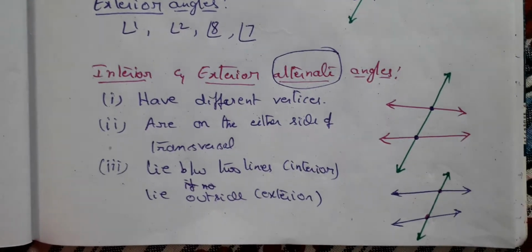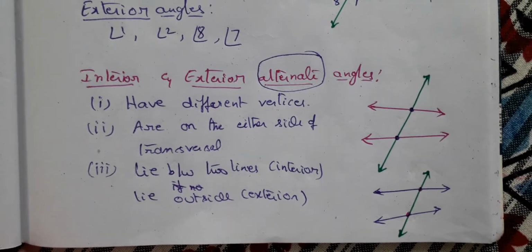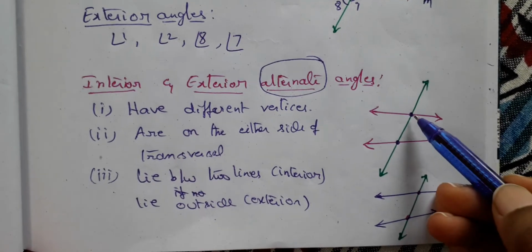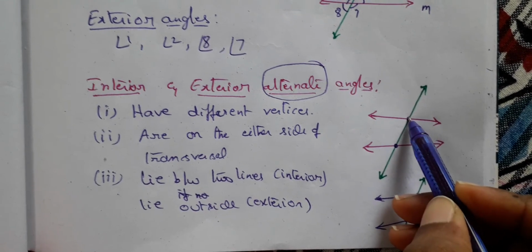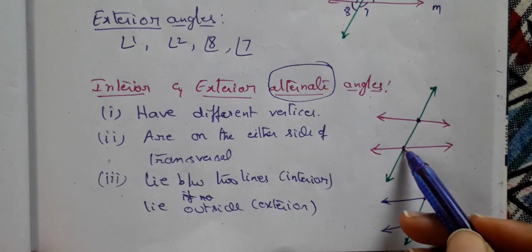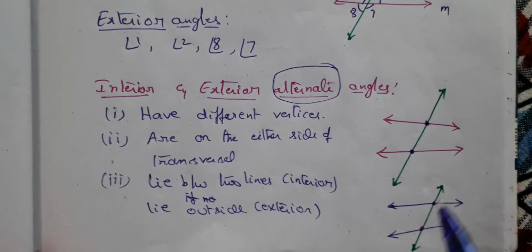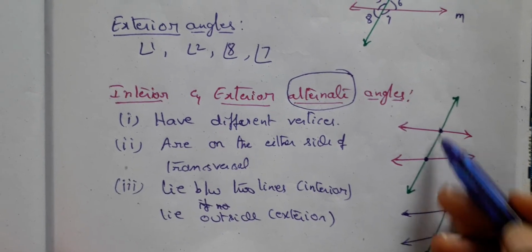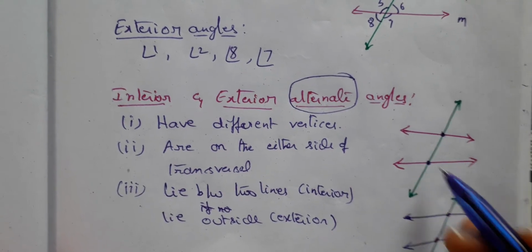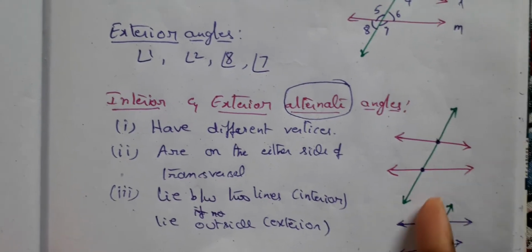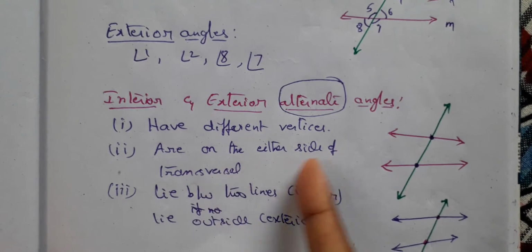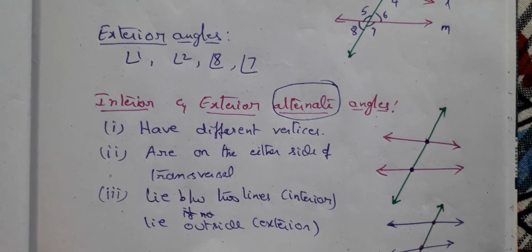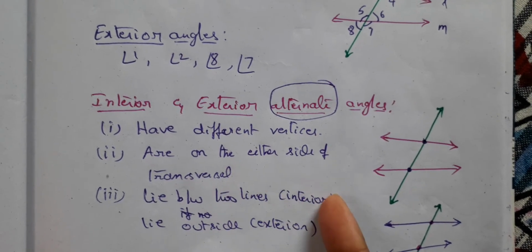So now let us see the properties. What are they? First one, they should have different vertices. So that means one angle should be here somewhere, the other angle should be here. Suppose you are talking about interior angles, then either this or this here, and here also either this or this. So that is the first condition. Second one, they are on either side of the transversal. They should be on either side of the transversal and lie between the two lines if interior.